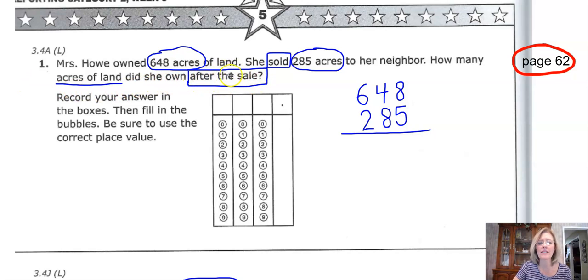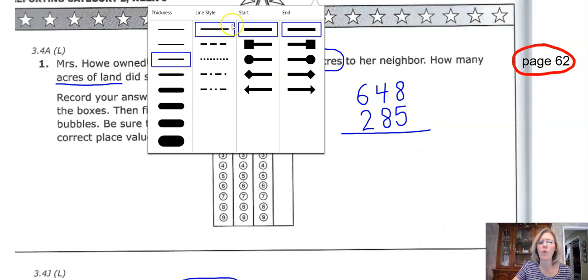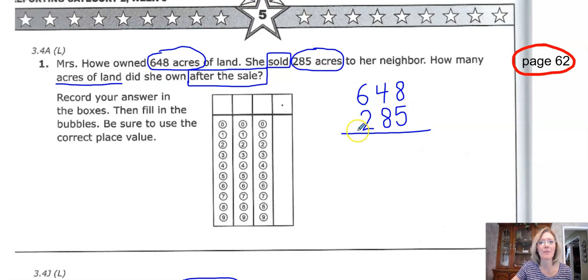Now, I boxed that because I need to put in my head, this is what happened after she sold. But what does sold tell us? Does something being sold from Mrs. Howe mean she gets more land or less land? Well, let's think about that. What would that mean? I'm picking up a pen right here. Would I add more acres or would I subtract the acres? Well, if you've sold something, you have less, don't you? So this was a subtraction problem.